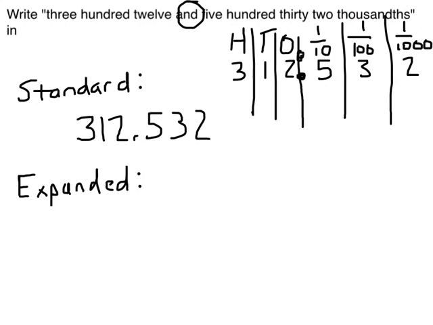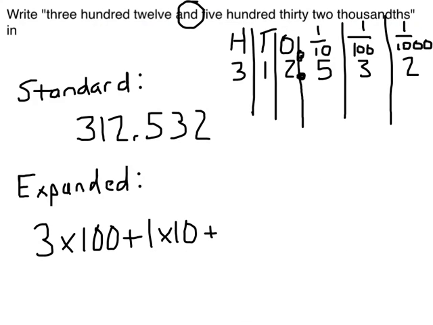Now I can write it in expanded form. Remember, when I write a number in expanded form, I multiply each digit times its place value. So 3 is in the hundreds place, I would write 3 times 100. 1 is in the tens place, I would write 1 times 10. 2 is in the ones place, I would write 2 times 1.